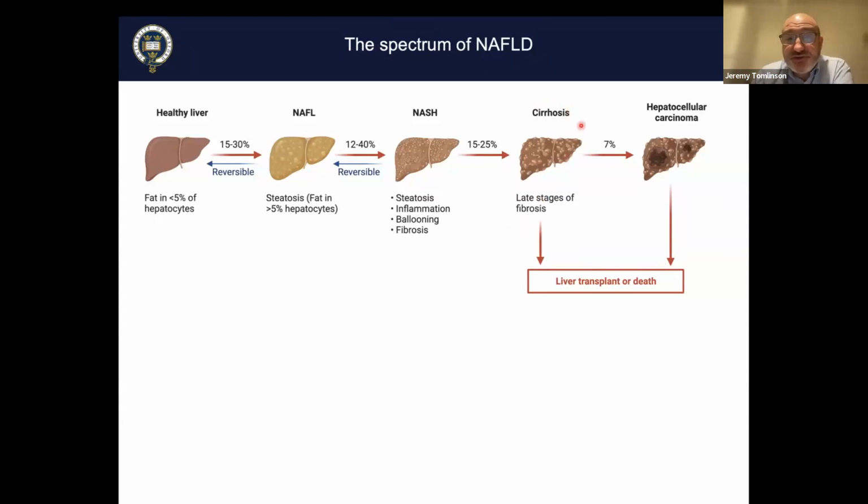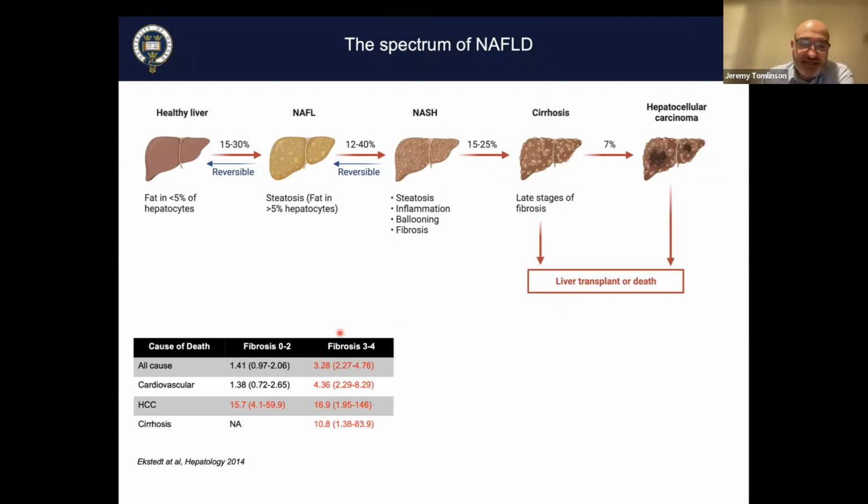And you can get cirrhosis from non-alcoholic fatty liver disease in exactly the same way that you can get cirrhosis from consuming too much alcohol or from a viral hepatitis. And what's important is it's this fibrosis stage, not really the inflammation or the fat, it's the fibrosis that dictates outcome. Generally speaking, the more severe your fibrosis, the worse your outcome. And that's shown in data here.